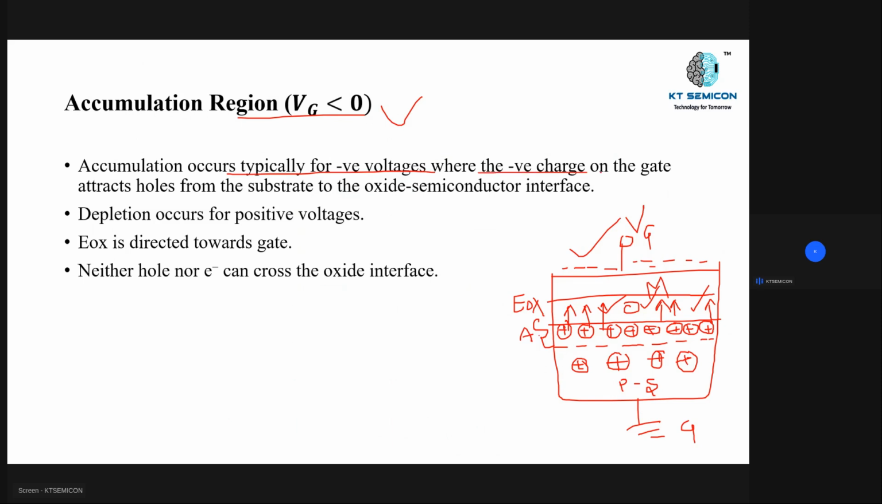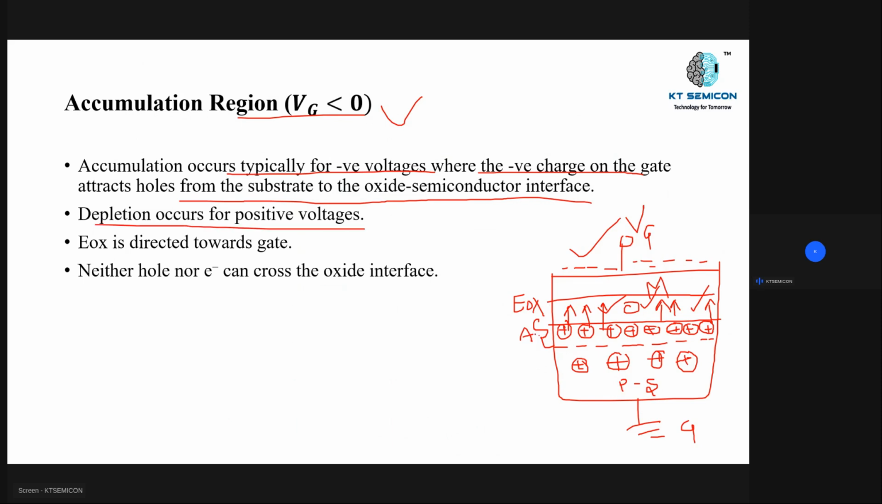Where the negative charge on the gate attracts holes from the substrate to the oxide-semiconductor interface. Understand? So whenever we apply a negative voltage at the gate, the holes, the positive charge in the p substrate, try to move towards the gate. Depletion layers occur for positive voltage.